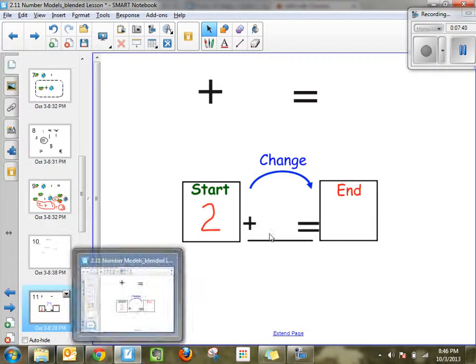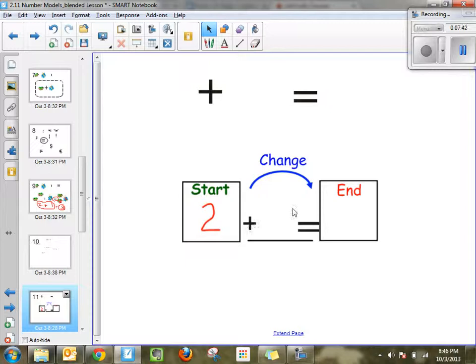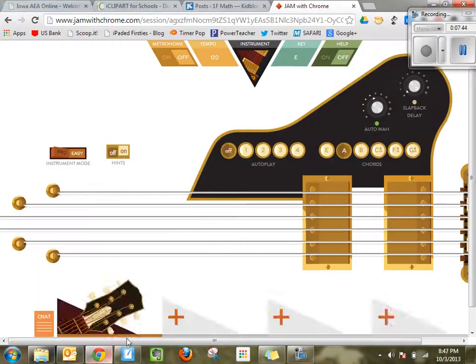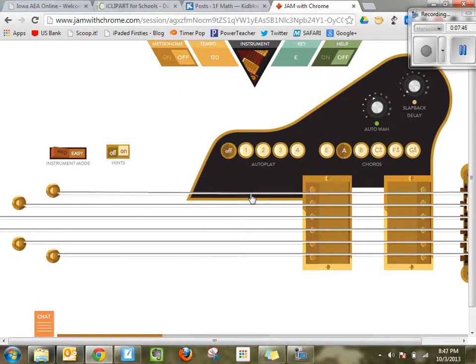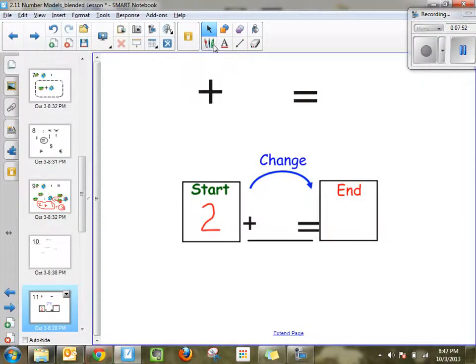Now we're going to add, that's why there's a plus sign, we're going to change it and make it bigger. We're going to add a few more strums. So count in your head. Okay, so think in your head, how many did we just strum this time? If you said 3, you're correct. Now the answer is what comes after the equal sign, and we have to figure out what does 2 plus 3 equal. And the plus sign goes in the middle to tell us that we're adding 3.